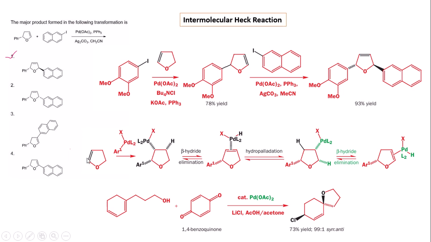That is, after the addition of the aryl group, the beta hydrogen elimination occurs on the other carbon atom, where the hydrogen and palladium are present in the cis orientation, to give the alkene. So the phenyl and the naphthyl are present in the opposite orientation, and the double bond is present at another position, and option one is the correct option.